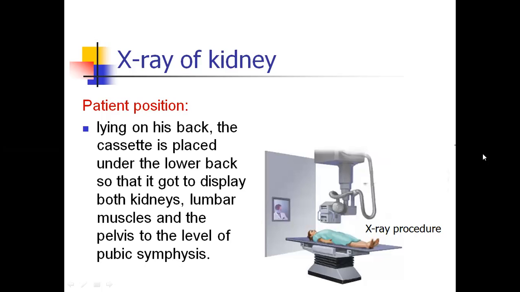For preparing the patient, the position under the X-ray apparatus is lying on the back, with a cassette placed under the lower back so that it displays both kidneys, lumbar muscles, and the pelvis to the level of the pubic symphysis.